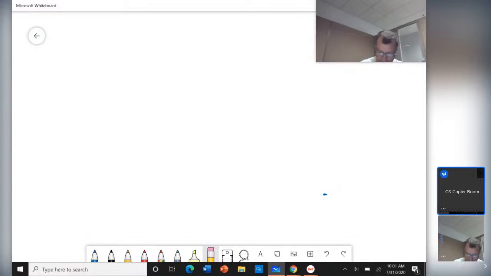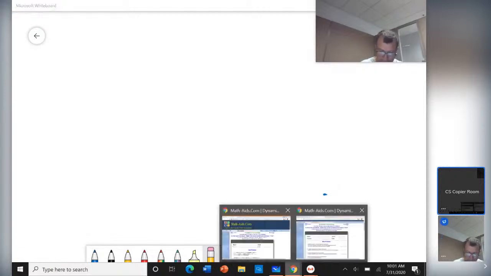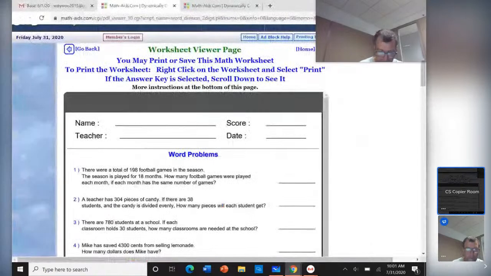Let's look at another one. Let's do number 2. A teacher has 304 pieces of candy. If there are 38 students and the candy is divided evenly, how many pieces will each student get? Okay, this is going to be another division problem because you're dividing the candy among the students.